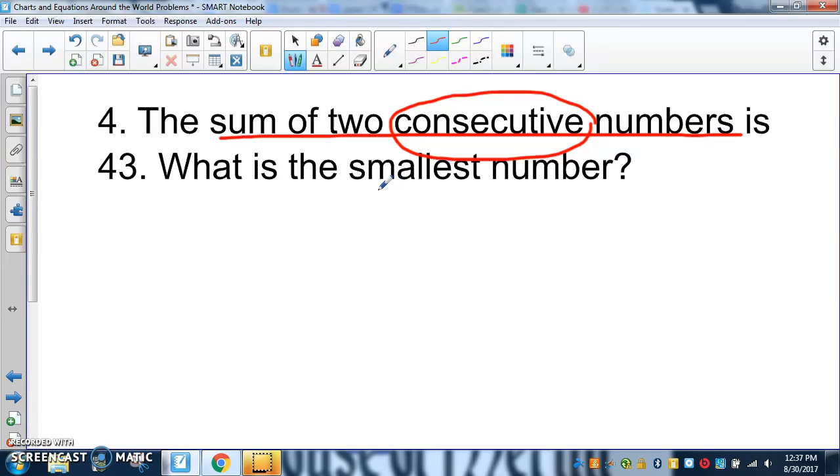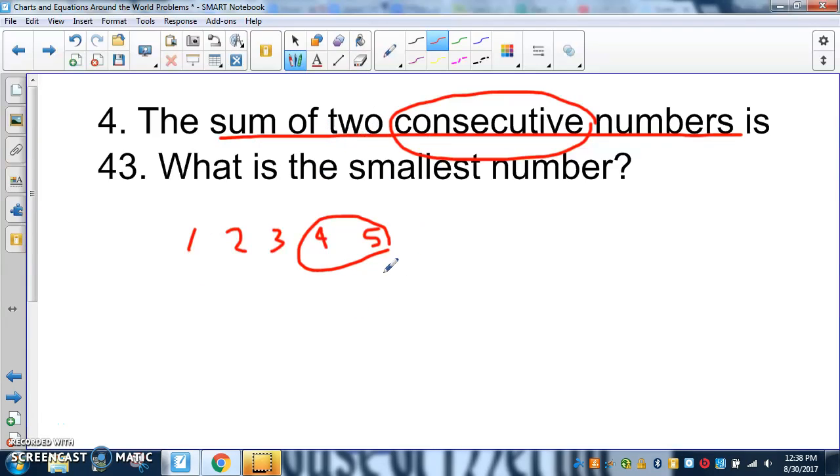Chronological means to do something in order. To order something, for example, in terms of years. If I wanted to order students by their consecutive ages, that means I'm just going to go from the lowest age to the highest age. And with numbers, we're talking about whole numbers, so like 1, 2, 3, 4, 5. So in other words, in this problem, I'm looking for two numbers that are just next to each other. In other words, two numbers that are just 1 apart.